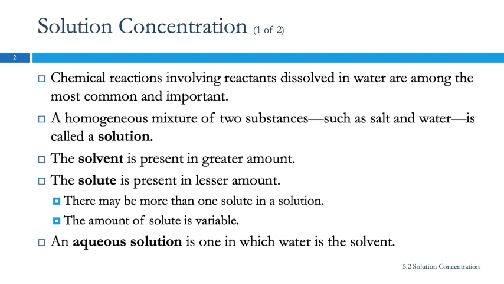So the solvent is the one that there's more of. If there's water present, water is always the solvent. The solute is whatever is present in lesser amount. So if you have salt water, water is the solvent, salt is the solute. Salt is dissolved in the water. You can have more than one solute. You could mix sugar and salt in some water. It wouldn't taste very good, but you could do that. And the amount of the solute is variable. You can put a little bit or a lot. So it's not a compound, it's a mixture. The composition can vary. An aqueous solution is one where water is the solvent.